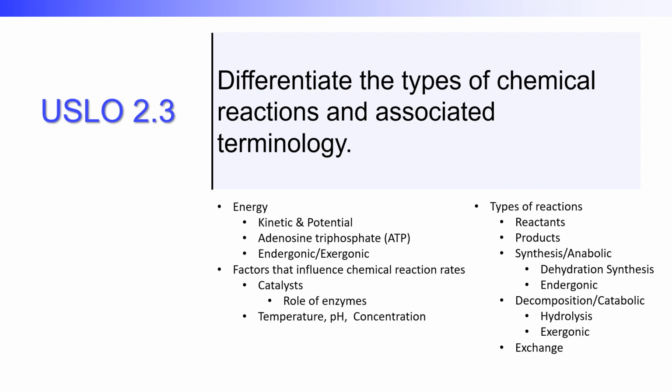And then we're going to learn about the different types of reactions. So we've already had exposure to who the reactants are and who the products are in reactions. But what we haven't necessarily seen yet are these two terms right here. So we've got synthesis or anabolic type reactions, which we can further classify as a dehydration synthesis. And we're going to learn that these are endergonic. Now, if we look at decomposition, we can also call these catabolic reactions. We would call them hydrolysis, and that they're exergonic.